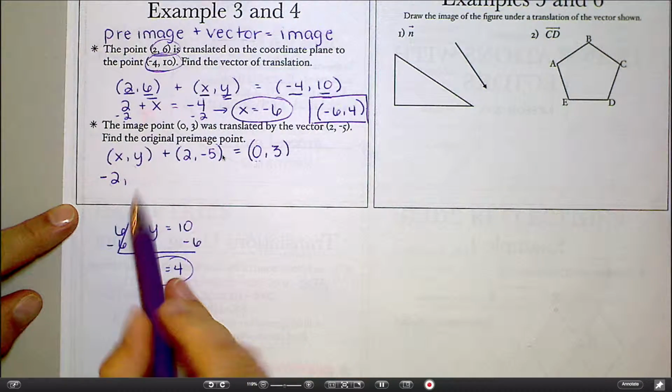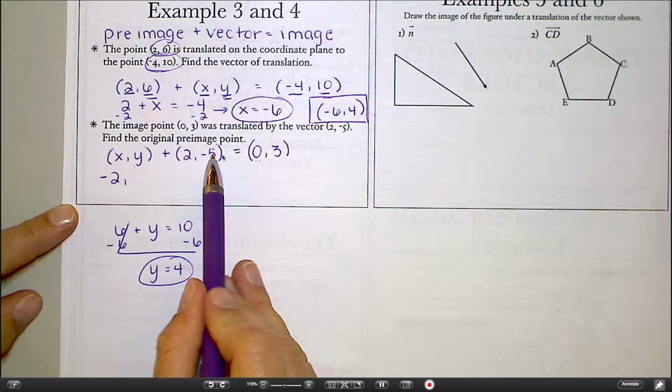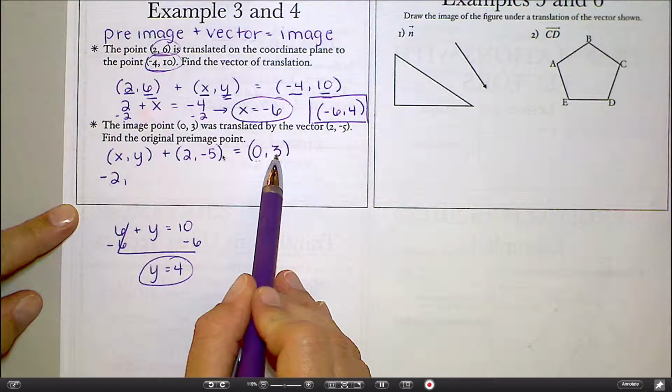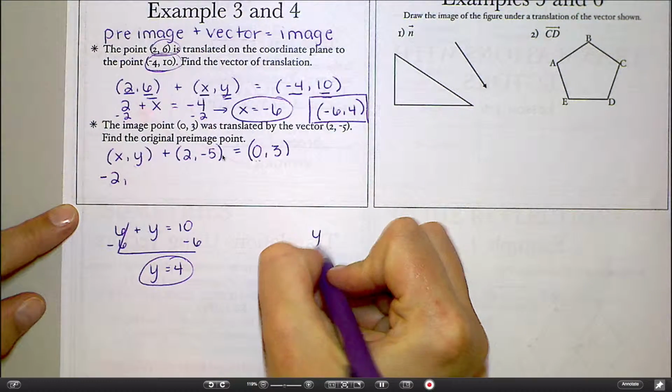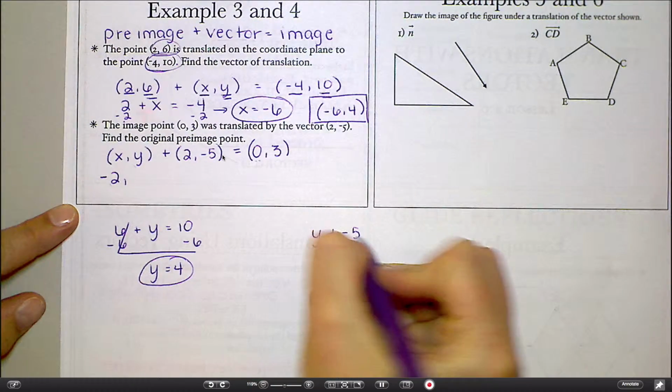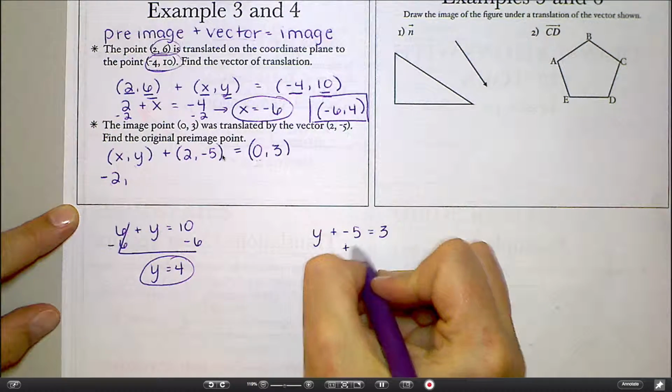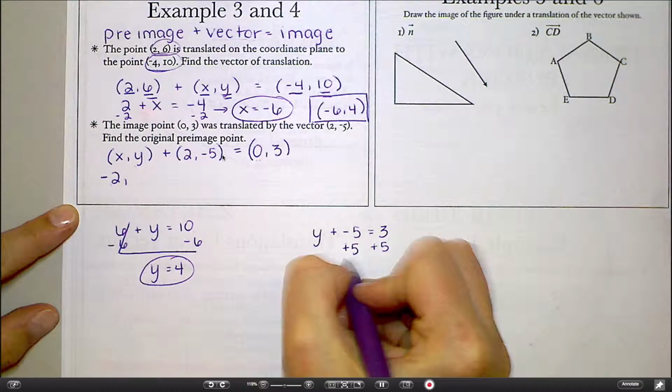Then to find y, I know y plus -5 equals 3, which is really like saying y minus 5 equals 3. If you needed to write that out, you could. Then I would add 5 and add 5, and you get that y equals 8.